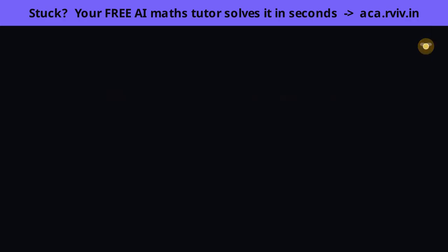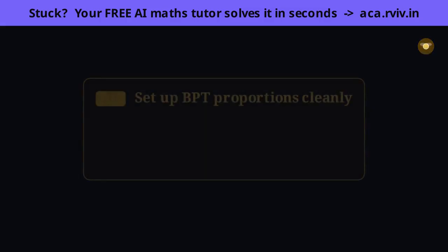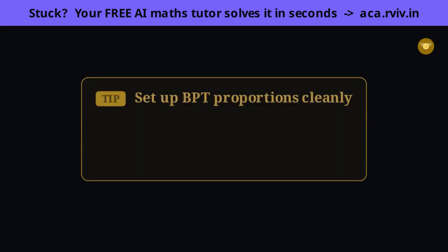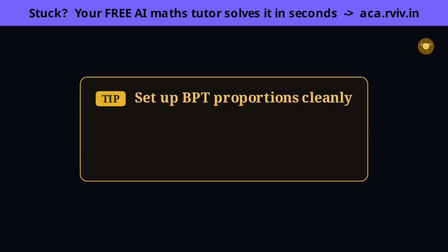A clean setup habit for the basic proportionality theorem. Write it as part over part, AD over DB equals AE over EC, and always keep the pieces nearest the vertex A on top on both sides.